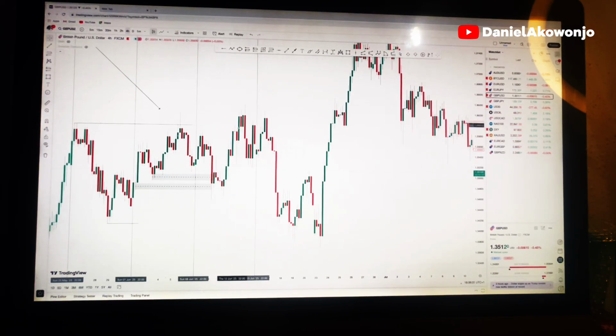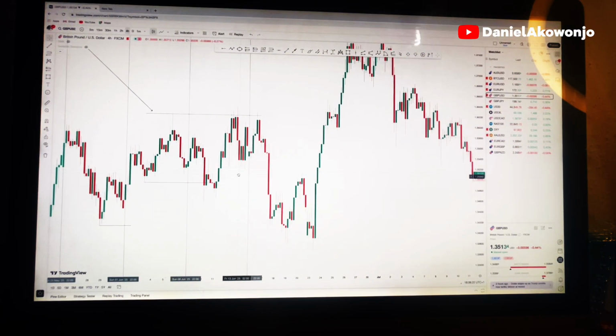Now we have a new week here, right? This new week that we have here, we are going to use this particular previous information. This is the highest point price got to, right? Are you seeing how sweet this looks? Yes. This is the lowest point price got to. Really good.